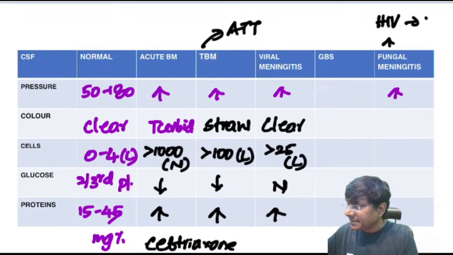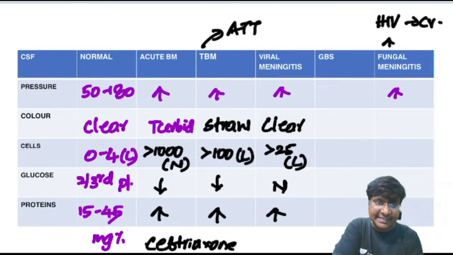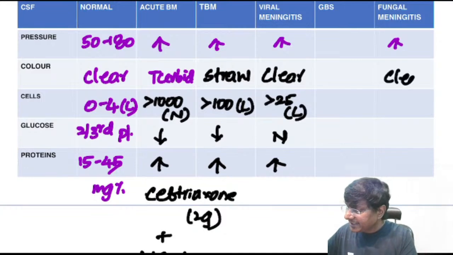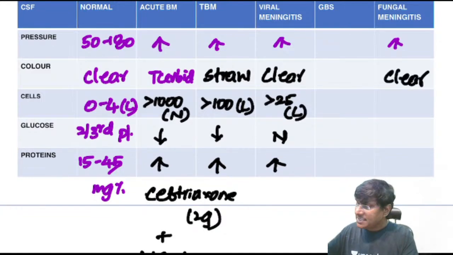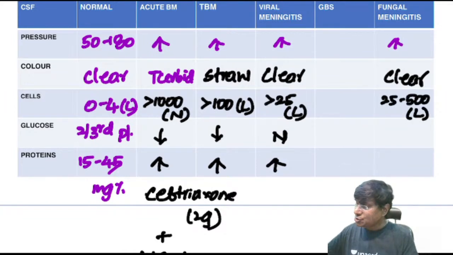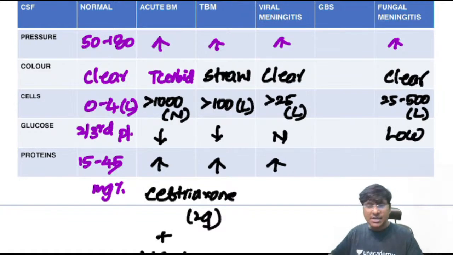And what is the organism mainly? That is Cryptococcus meningitis. And in these individuals, how will be the color of the CSF? That will be absolutely clear. There is no problem. And the cells, there will be nearly around 25 to 500 lymphocytes per cubic millimeter. And the sugars will be low. The glucose is utilized by the Cryptococcus neoformans, so the glucose levels will be low.